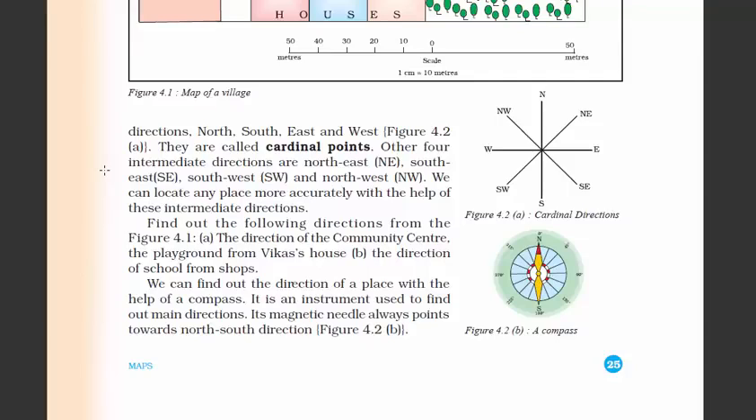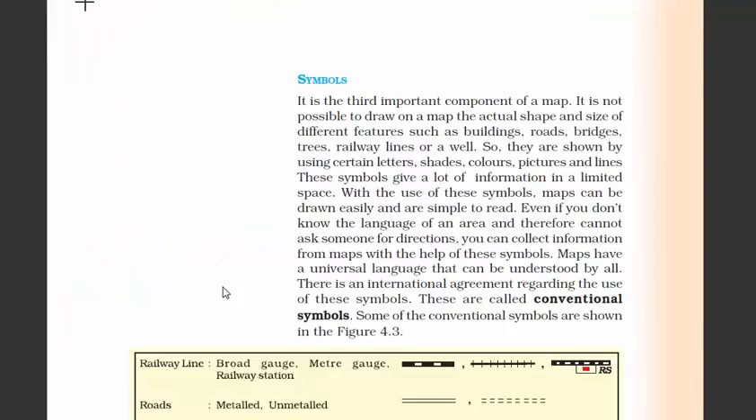A compass only shows a main direction, that is north. The rest we have to figure out. On the other hand, cardinal points show all the four conventional directions: north, south, east, west. You will find cardinal points usually on the top left or top right corner of a map.